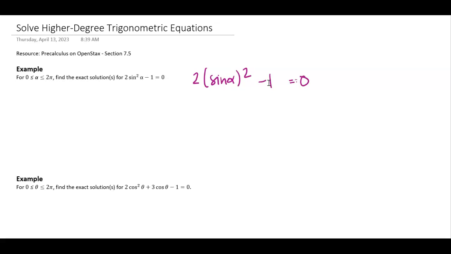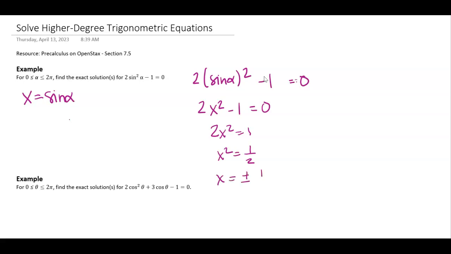And so I might say something like, let x equal sine alpha, so that I'm looking at 2x squared minus 1 equals 0. Well, now it just becomes a problem where I'm solving a quadratic. I'm going to do this with square root property. And so I get that x must be equal to plus or minus 1 over the square root of 2. I do get the square root of both of these, but the square root of 1 is 1. So I have plus or minus 1 over the square root of 2.